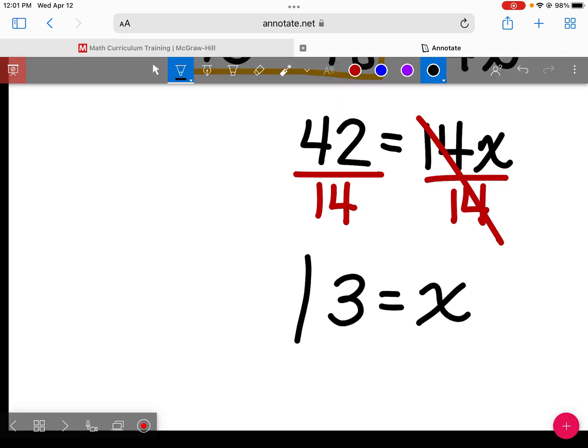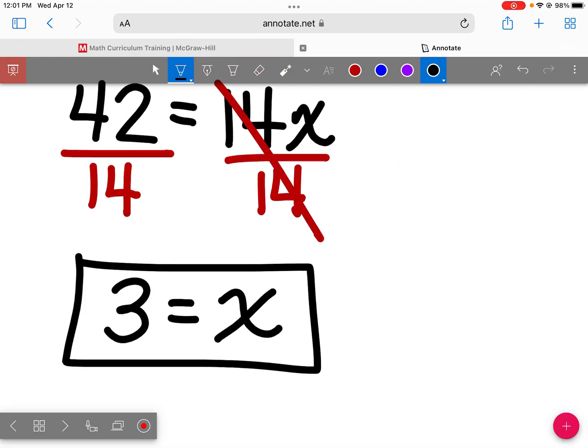Isn't that the exact same answer I got last time? Is this one going to be valid? Hopefully. What are my denominators?